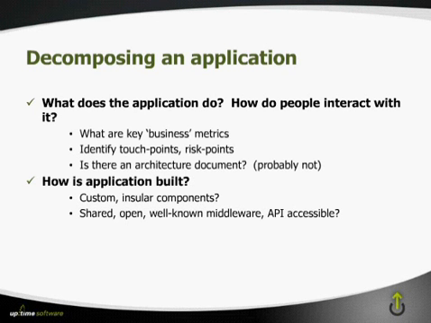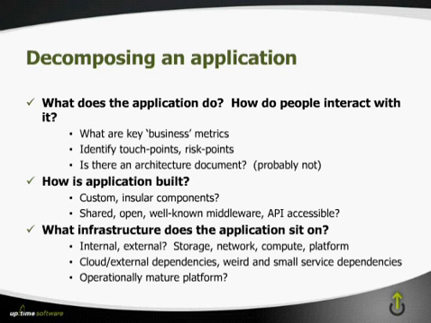So if it's API accessible, you can start to pull out the transactions per minute or types of transactions, that sort of interesting thing. And certainly as well, this is where, from an IT point of view, we are very, very strong, right? What infrastructure does the application sit on? Is it internal? Is it external? Storage, network? Do we have cloud dependencies?